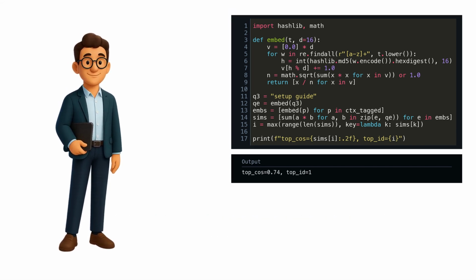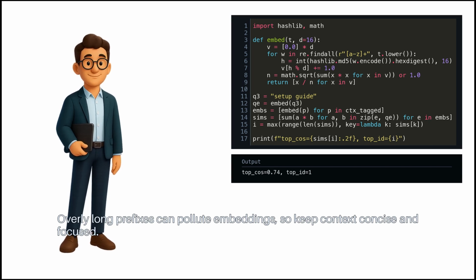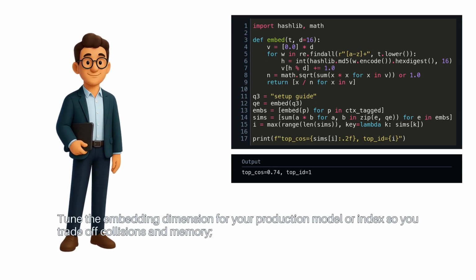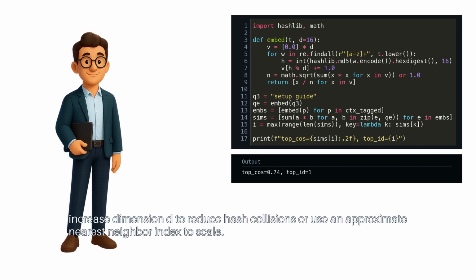One caveat: overly long prefixes can pollute embeddings, so keep context concise and focused. Next step: tune the embedding dimension for your production model or index, so you trade off collisions and memory. Increase dimension d to reduce hash collisions, or use an approximate nearest neighbor index to scale.